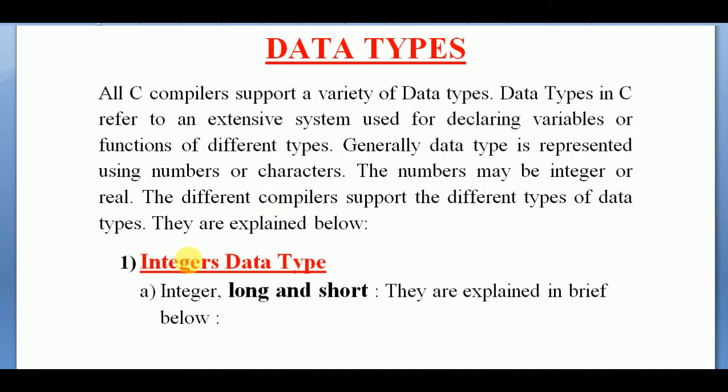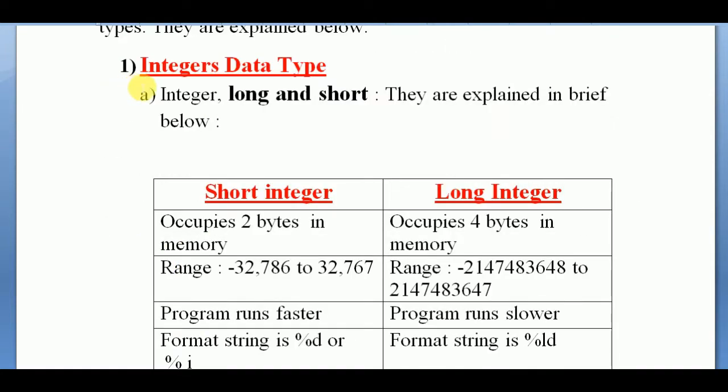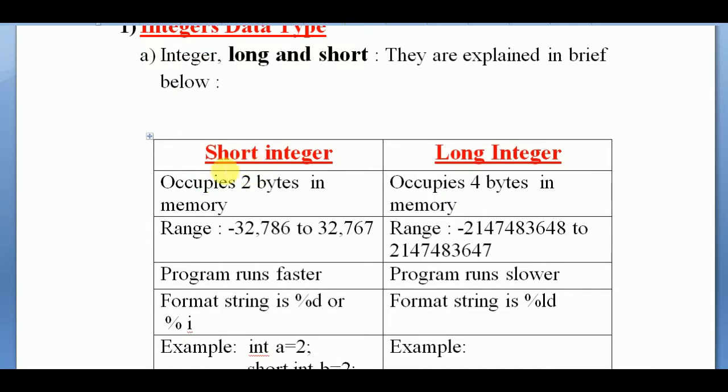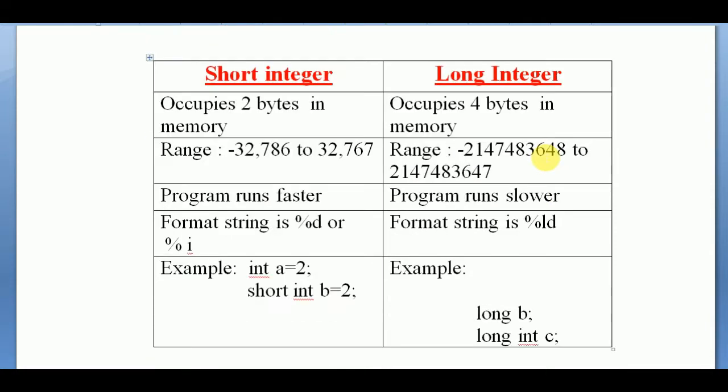Now let us have a look at the different types of data types that are used in C programming language. The first one starts with integer data type. So integer data types are long and short. Now let us have a look at the comparison between short integer and long integer. So short integer occupies 2 bytes in memory, whereas long integer occupies 4 bytes in memory. The range of short integer starts from minus 32,768 to plus 32,767. So this is the range of short integer.